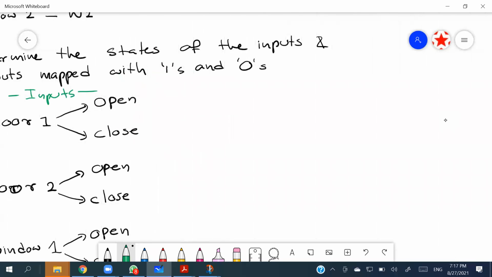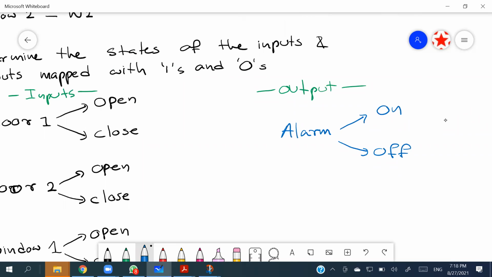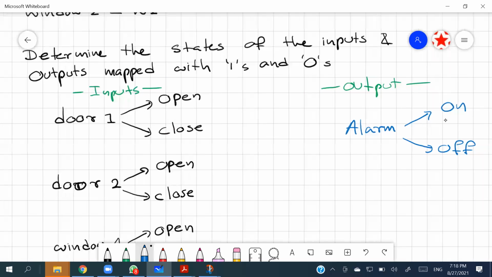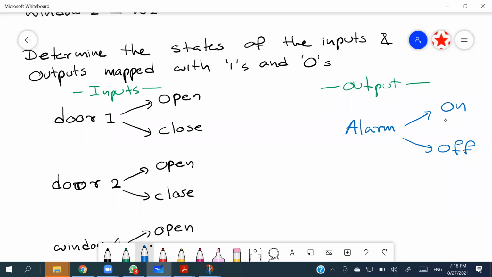And how about the output? What could be the states of that? It is alarm. So alarm can be on, we can simply take it, and alarm can be off, right? Is that clear, everyone? So the states of the inputs and the outputs. Right, very good.